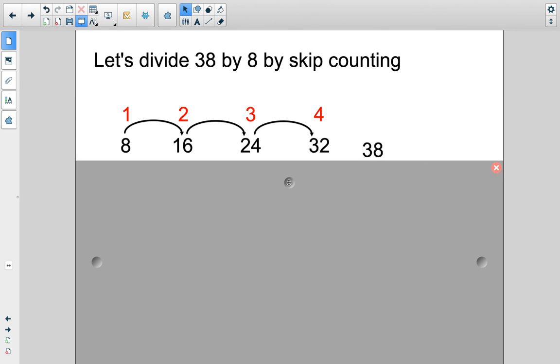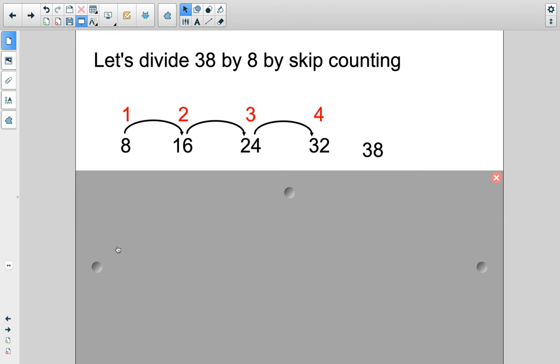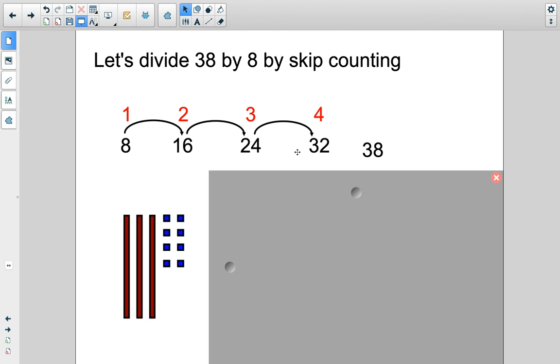So I'm going to skip count by 8s until I get close to 38. So 8, that's 1 8. 16, that's 2 8s. 24, that's 3 8s. 32, that's 4 8s. And I can't go anymore because there's only 6 between 32 and 38. So 38 divided into 8s, I have 4 8s. So my answer then would be 38 divided by 8 is 4 with 6 left over.